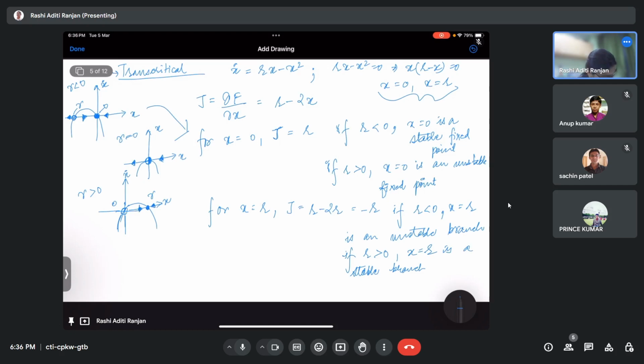You can also see it from the arrow sign. Okay, and if you want to plot x with r, how is it going to be? This is your r, this is your x. So you have two fixed points. One is x equals 0 and the other one is your r. Correct. So what is actually happening? First, you'll see that for r less than 0, my x equals 0 is the stable fixed point. Correct.